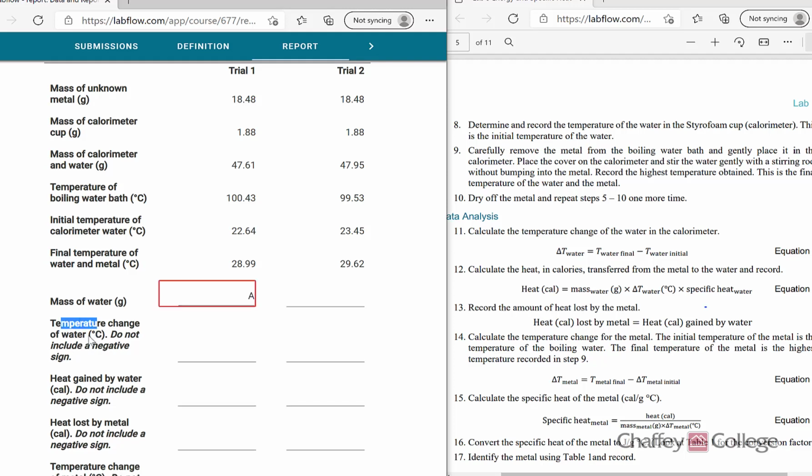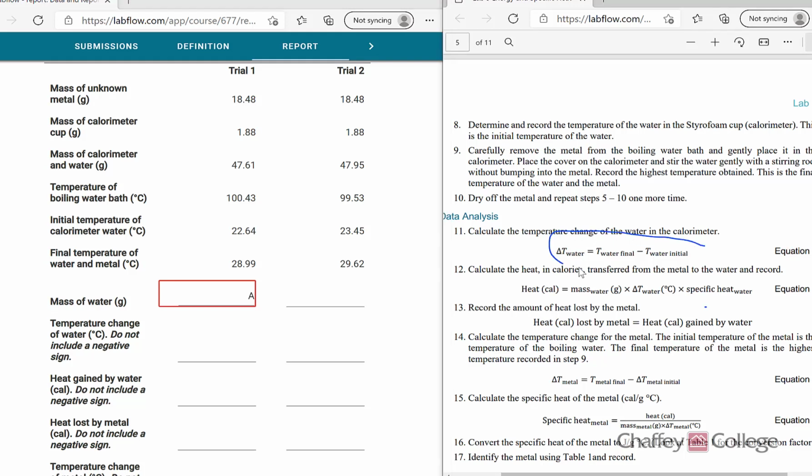Next is temperature change of water, and do not include the negative sign. Even if you get a negative sign, please do not include it. This is the temperature change inside the calorie meter cup. Remember, before we dropped the hot metal, the temperature was 22.64, and after the hot metal was dropped, temperature went up to 28.99. So this change is the temperature change, and the formula is given.